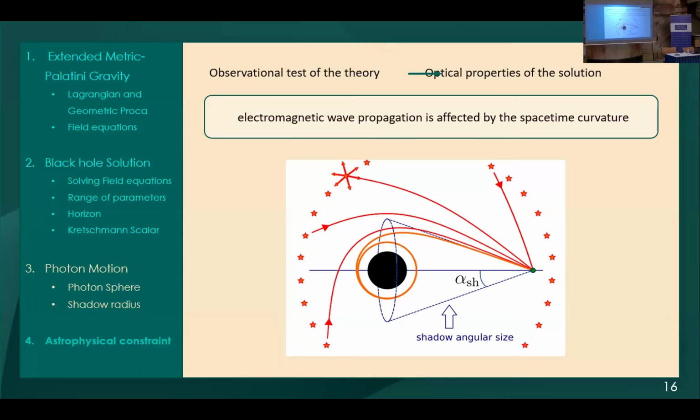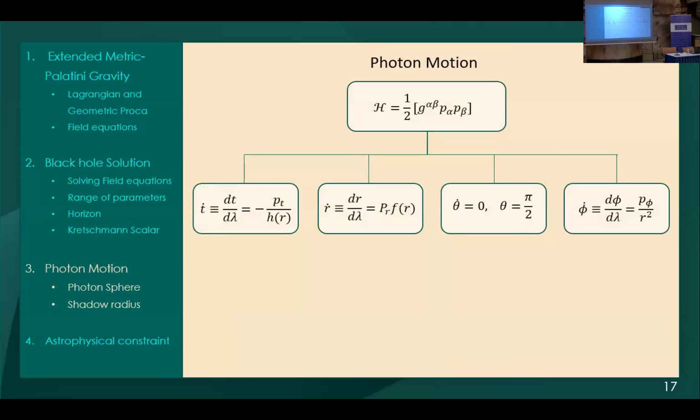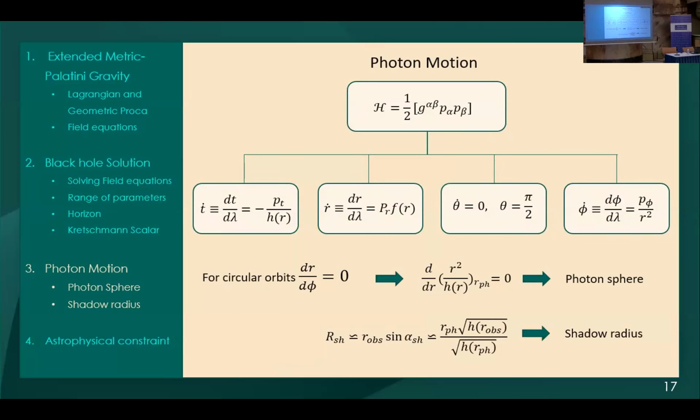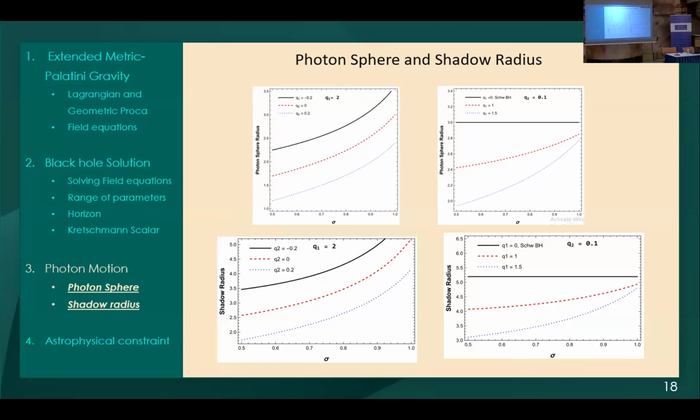Then an observational test for the theory can be the optical properties of our solution, because the light is affected by the space-time curvature and we can get a black hole shadow. For this aim, we study photon motion and shadow radius, and we can get the photon radius and shadow, which follow the same pattern as the horizon radius. And here we see that the photosphere reduces to the photosphere of the Schwarzschild black hole when the charge is 0. And again, we see the shadow radius of the Schwarzschild black hole when the charge is 0.